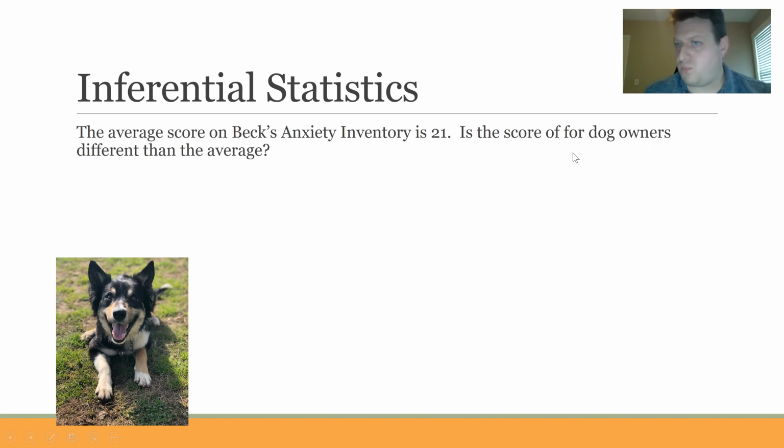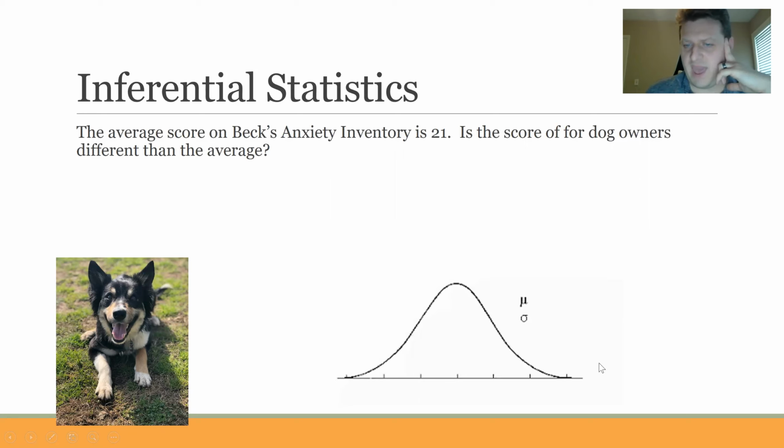So maybe we have an inferential statistics kind of question like this. All right. Here we might have the population. This is our sampling distribution here for Beck's Anxiety Inventory. If, let's say, that we have a cutoff, let me get my pen out real quick.